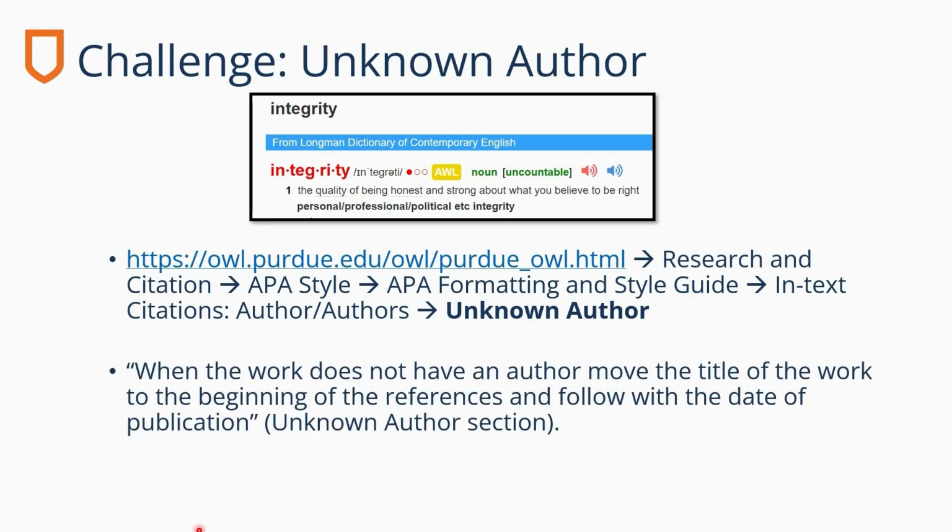For an unknown author, we learn, when the work does not have an author, move the title of the work to the beginning of the references and follow with the date of publication. This example also has an unknown date, so consider how that should be formatted.